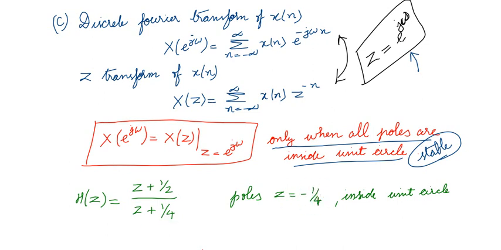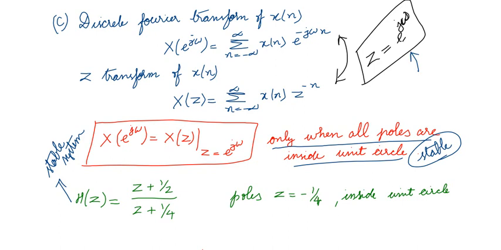Minus 1 by 4 is inside. What is the magnitude of minus 1 by 4? It is 1 by 4. It is inside the unit circle, or less than 1. So this is a stable system. Causal stable system, I can say.